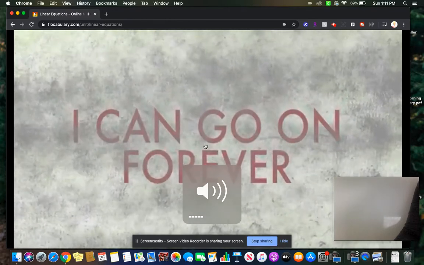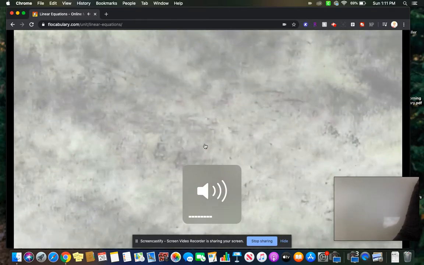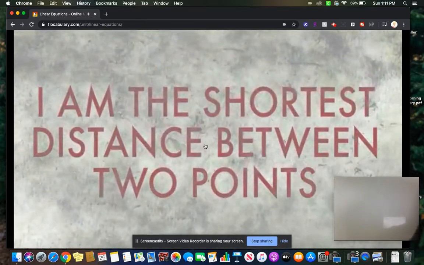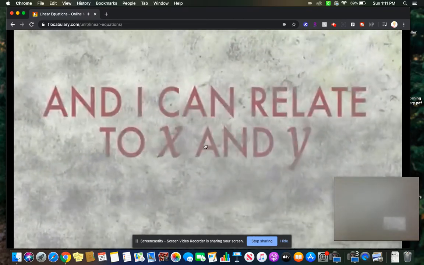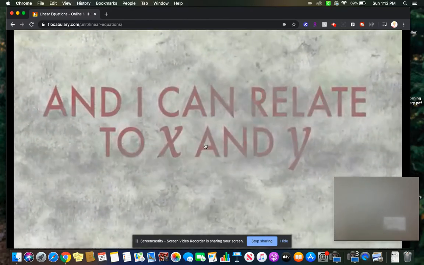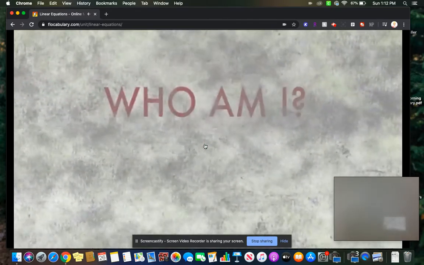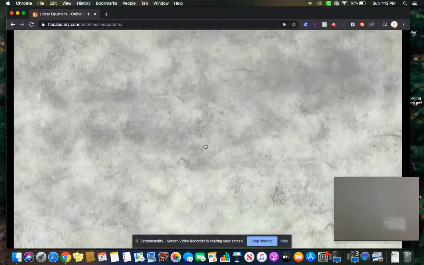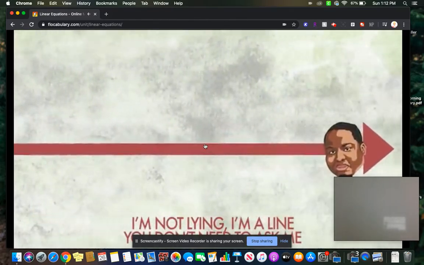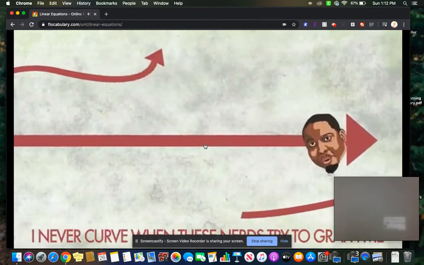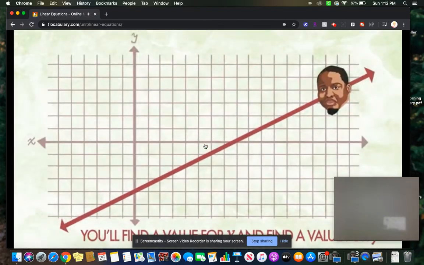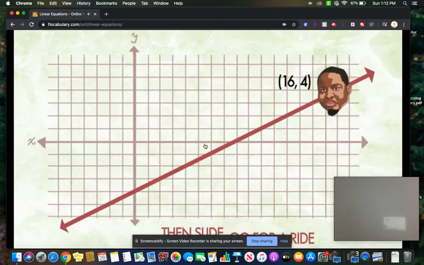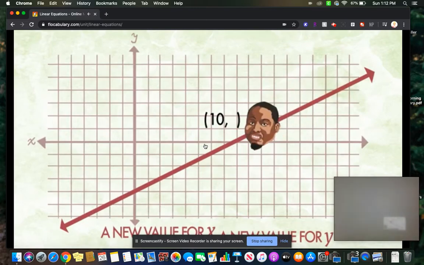Can go on forever. I am the shortest distance between 2 points, and I can relate to X and Y. Who am I? I'm not lying, I'm a line. You don't need to ask me. I never curve when these nerds try to graph me. Pick a point anywhere where I lie. You'll find a value for X and find a value for Y. Then slide. Go for a ride.